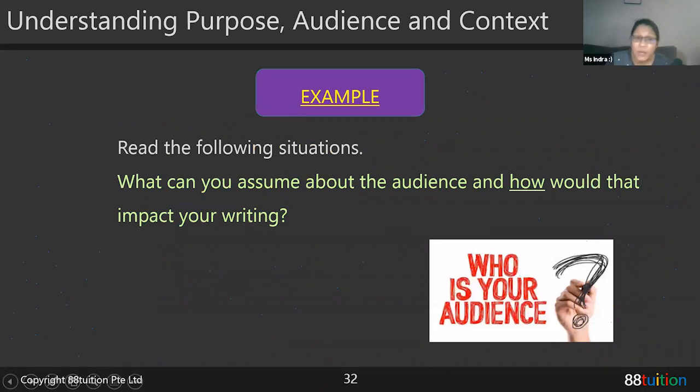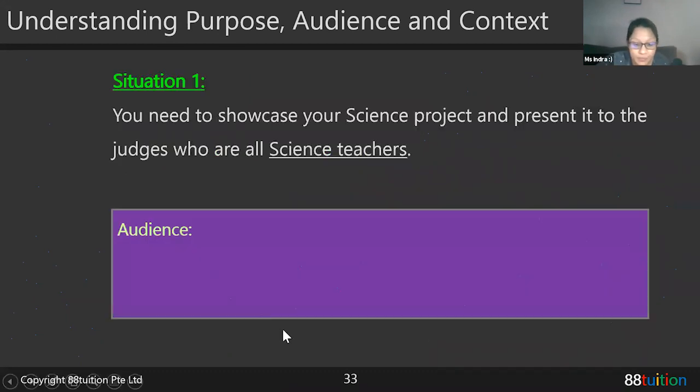For example, what can you assume about the audience and how would that impact your writing? Let's have a look. You need to showcase your science project and present it to the judges who are all science teachers. So who do you think the audience is, students? You want to tell me in the chat group? Who is our target audience?